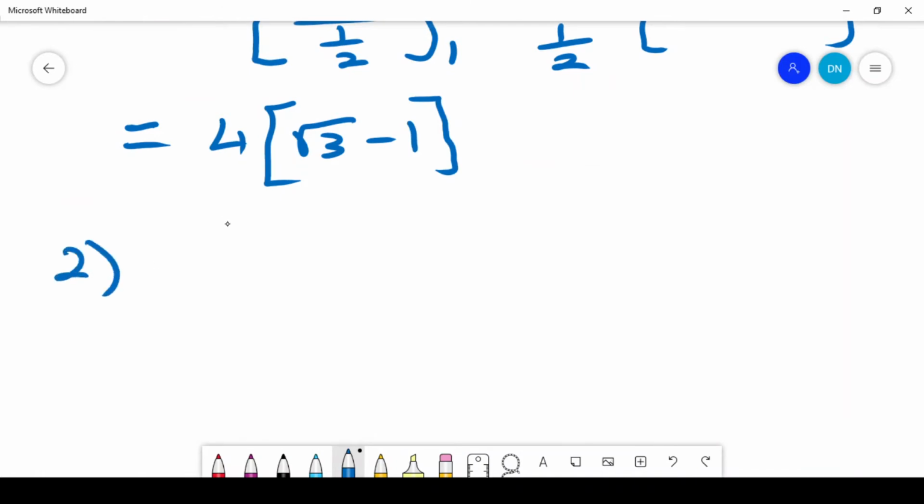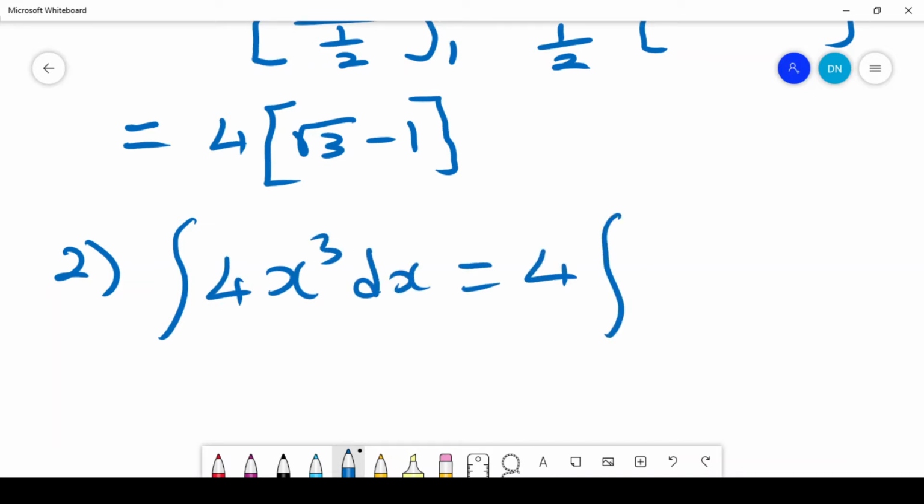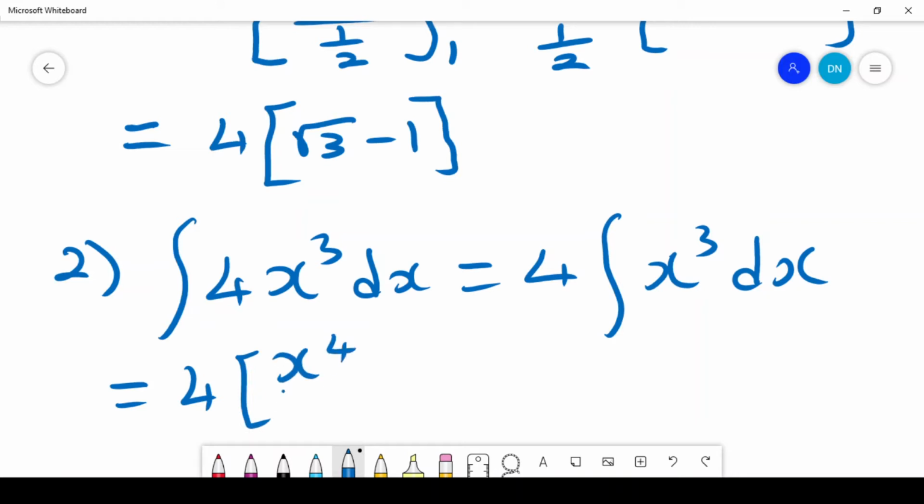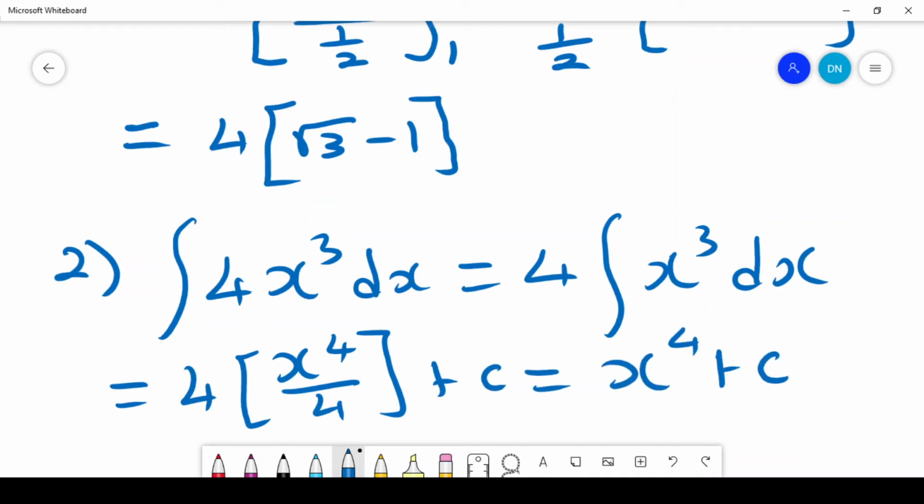The second integral we want to look at is 4x cubed dx, which I can write as 4 times the integral of x cubed dx, which will basically be 4 x to the power 4 over 4 plus c, which is x raised to the power 4 plus c, which is a constant. Because this is an indefinite integral, we have to put the constant of integration. So that's another example that we have looked at.